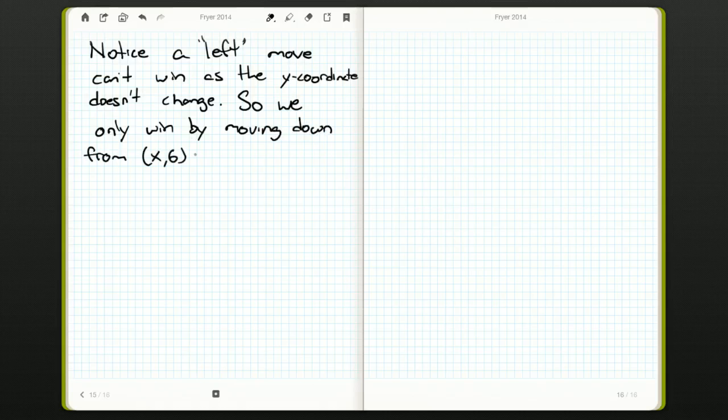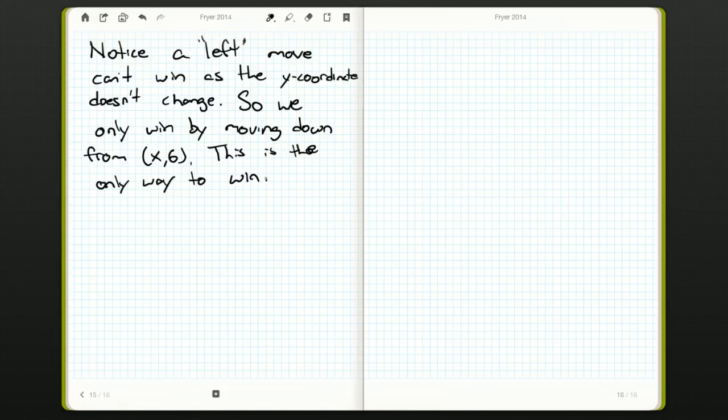So we have to move down. Once we've been handed something that looks like x6, we move down and we've won. And we move 1 unit down, we're at x5, and then the height's going to be 5. So we get an area of 25. So this is the only way to win.